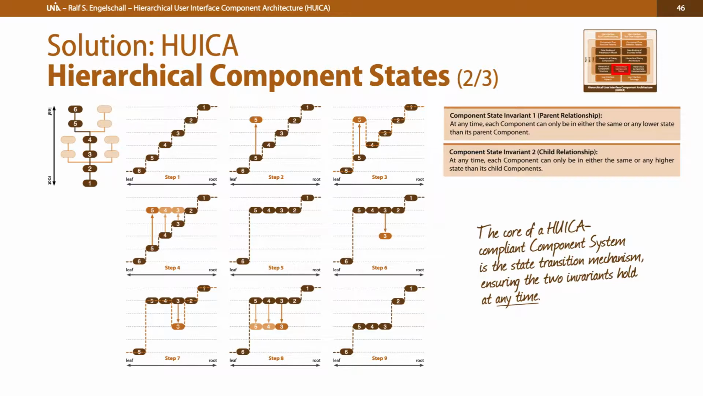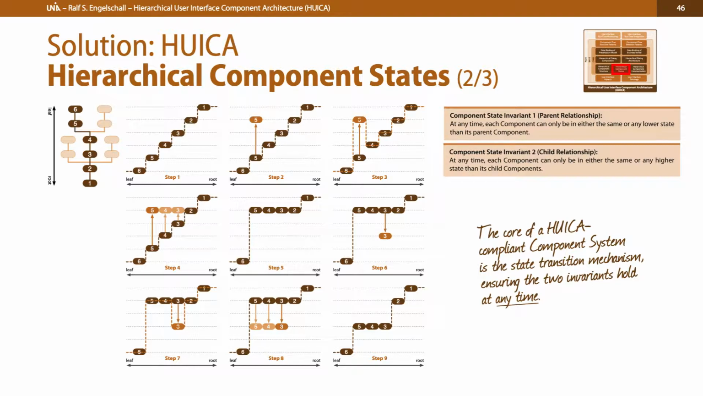Invariant 1, shown here on the right top, states that at any time each component can only be in either the same or any lower state than its parent component. And invariant 2 says that at any time each component can only be in either the same or any higher state than its child components. What does it mean in practice? These are very important invariants for a user interface.